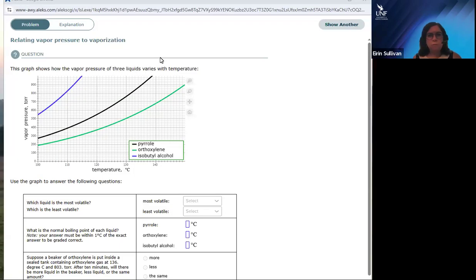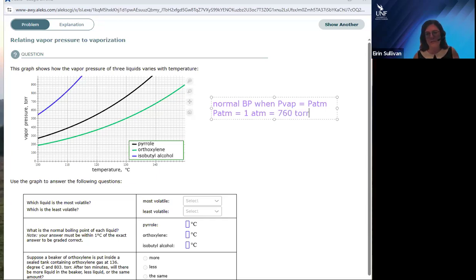Okay, so when we are being asked to relate vapor pressure to vaporization, we've got to remember what the definition of vapor pressure and normal boiling point is. So the normal boiling point occurs when the vapor pressure, so that is the pressure exerted by the gas above the surface of the liquid, is equal to atmospheric pressure. So normal atmospheric pressure is usually equal to 1 atmosphere or 760 torr.